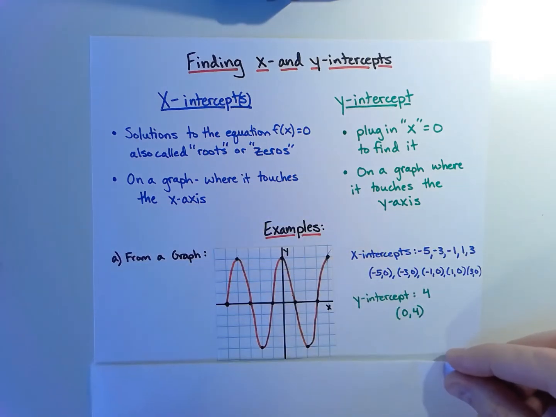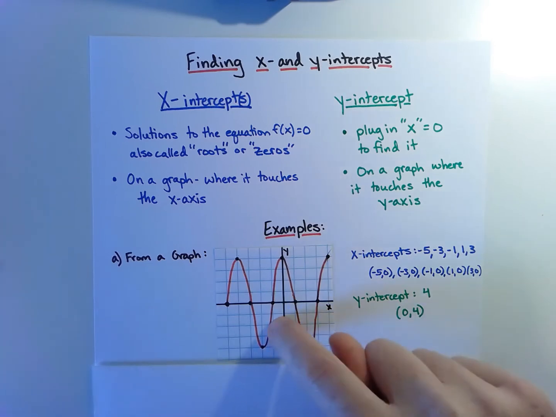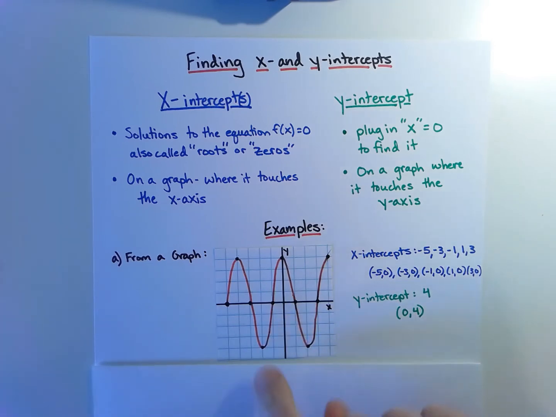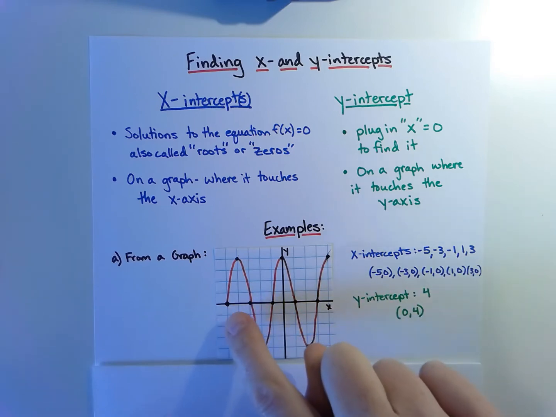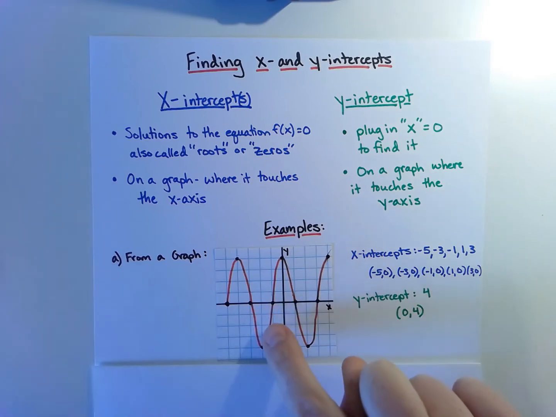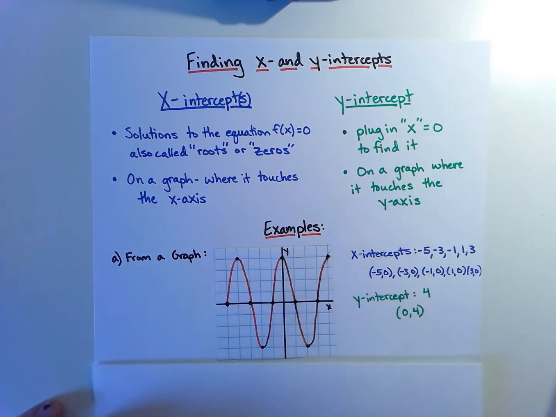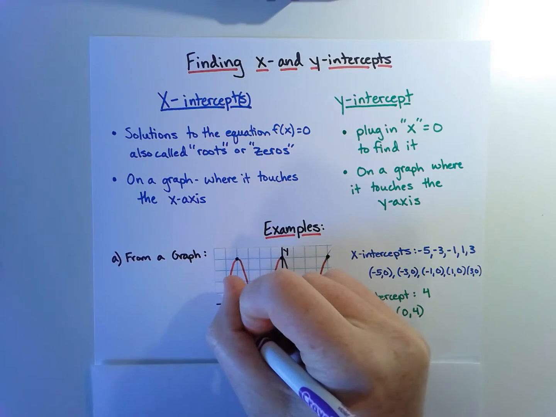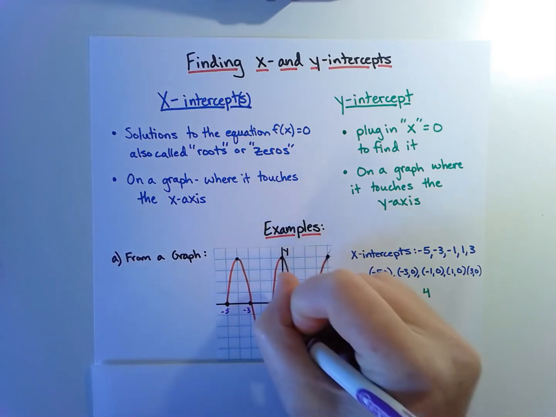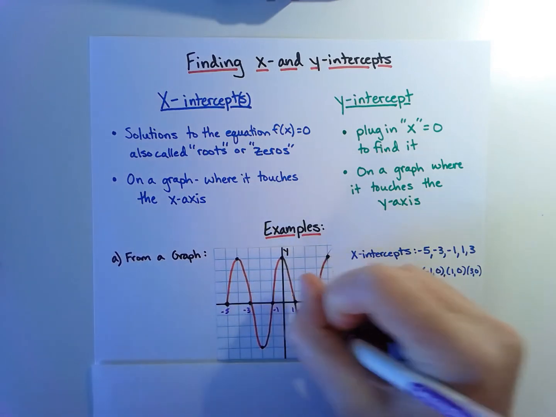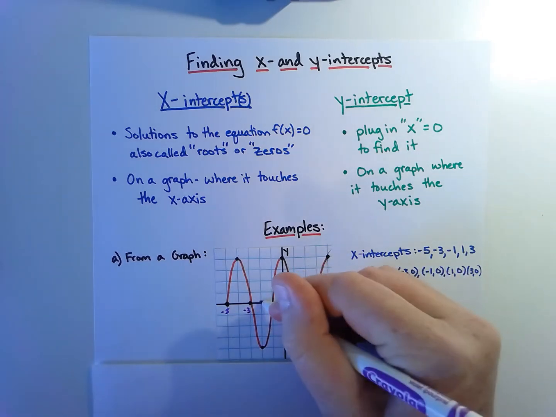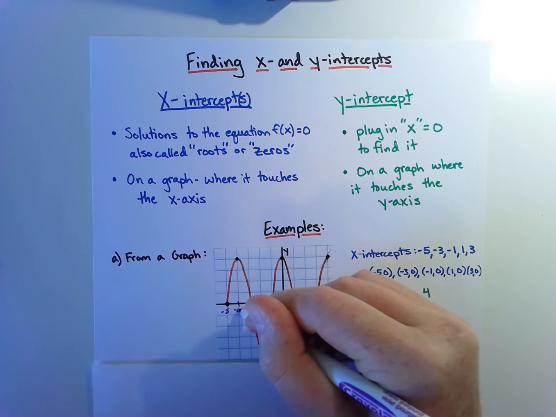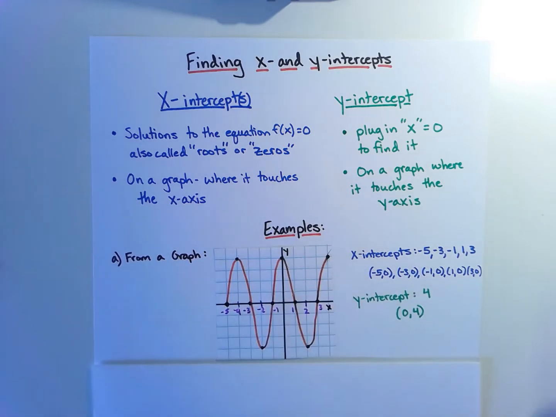So for example 1, if you are just given a graph, and this is nicely plotted where they're easy to see, I could say the x-intercepts of this graph are at -5, -3, -1, 1, and 3. So I should have labeled this. Let me go ahead and just write that down on here. Each box is equal to 1 unit. So those are easy to look at.